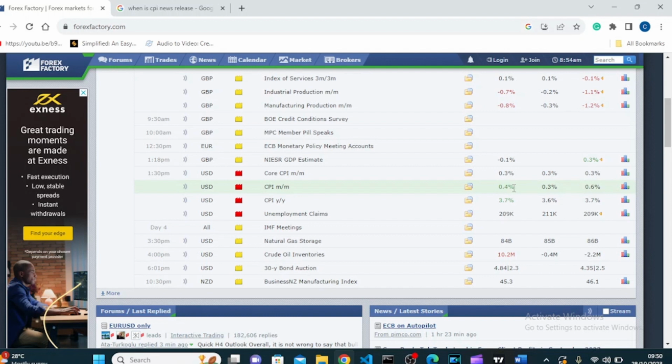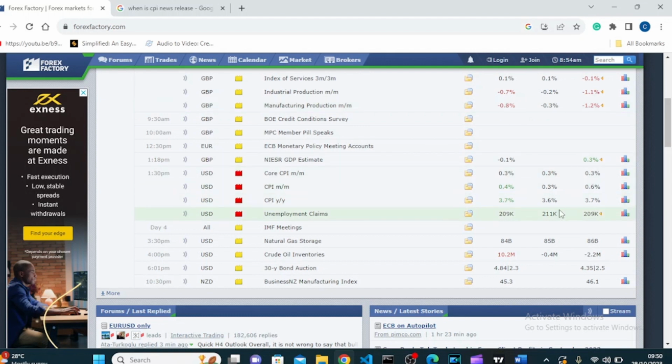So what does this mean? It means that investors will want to bring their money into the US economy, and this will boost the US dollar. Are we together? Good. So that is why you can see it's green. Green means something good, right? All these ones you can see, they are not good news.